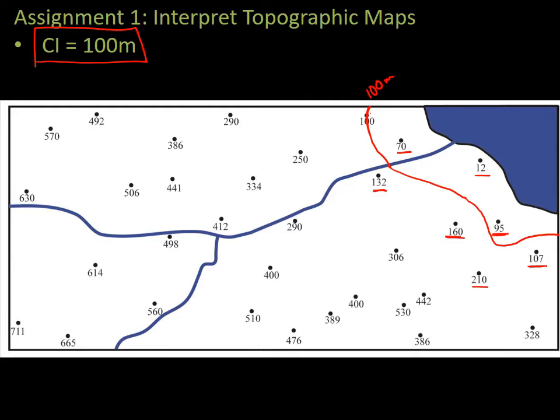So that's the 100-meter contour line. Next, you need to draw the 200-meter contour line, and I'll get you started there. I don't see any points on my map really anywhere that are labeled with 200 meters, so where should I start? Well, I do see this 100-meter point and this 290-meter point. And so 200 is in between those two, roughly in the middle.